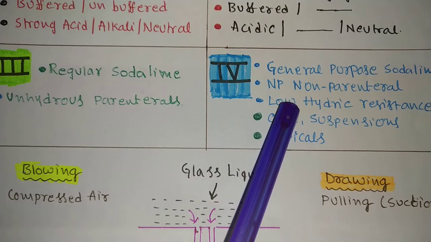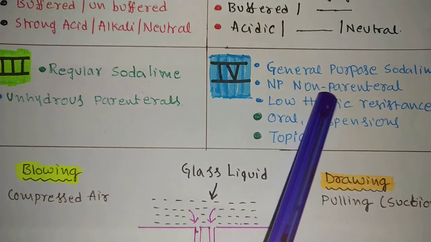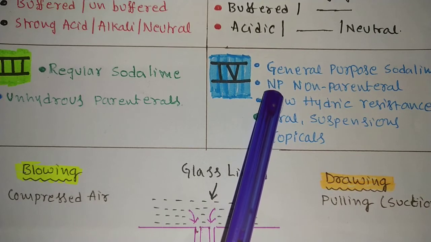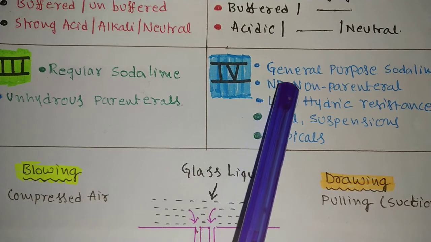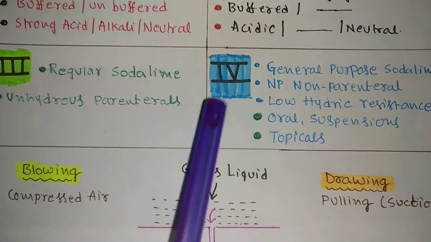Here, this general purpose soda lime, we are not using for parenterals. That's why it is also called NP. This question has also appeared in old question papers. NP means non-parenteral glass. We are not using it for any parenterals.